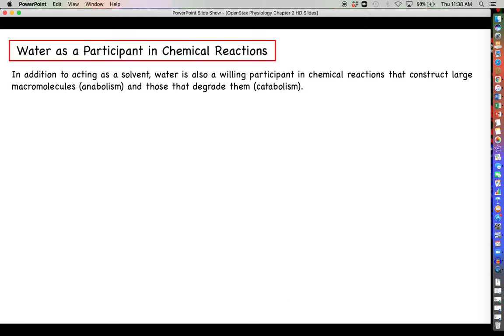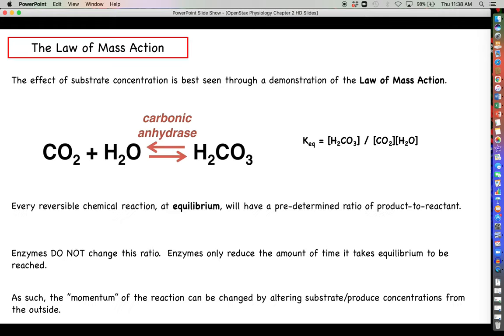So let's take a look at this. Consider that we start in a situation in which we've got a bunch of carbon dioxide and water, but no carbonic acid. So the concentration of carbonic acid is zero, and we've got a whole bunch of carbon dioxide and water. Well, what this means is that in order to get to KEQ, in order to get to equilibrium, the reaction needs to go very fast from left to right. We need to really start forming a lot of carbonic acid and using up a lot of carbon dioxide and water. So if this is the case, the reaction will move to the right.